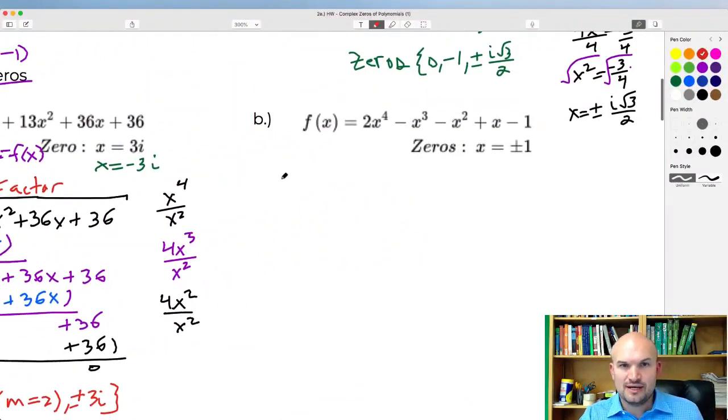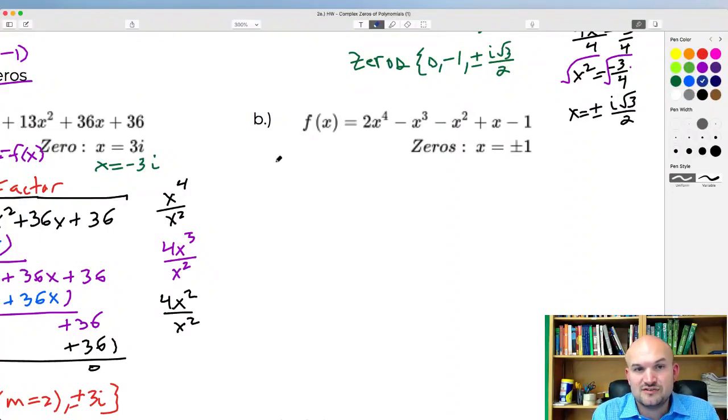Working into the next one. So we have f(x) = 2x⁴ - x³ - x² + x - 9. And we're given two rational zeros. Now, here's where I'd really like to use synthetic division. And since we already did a long division problem, this one kind of works out perfect.